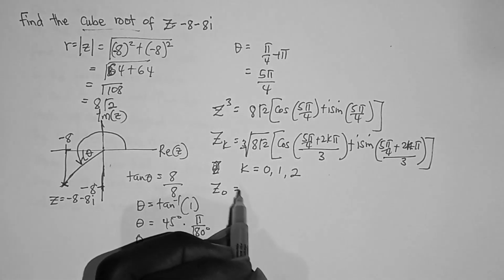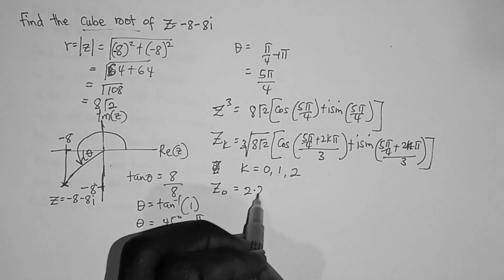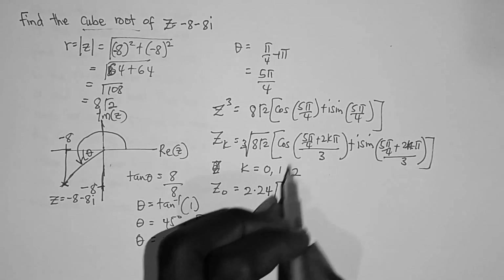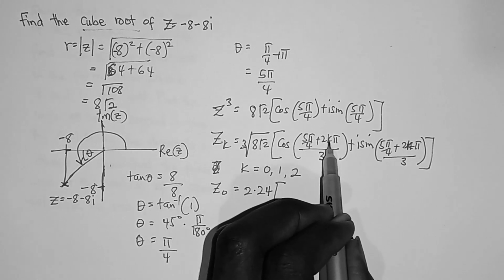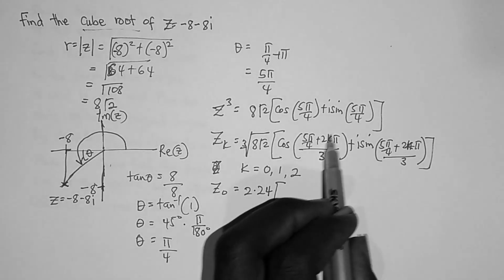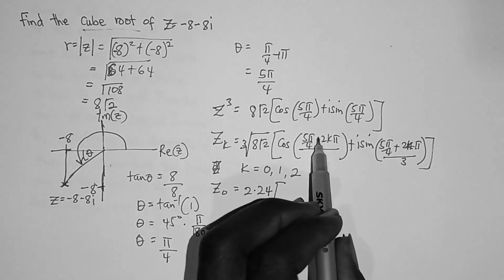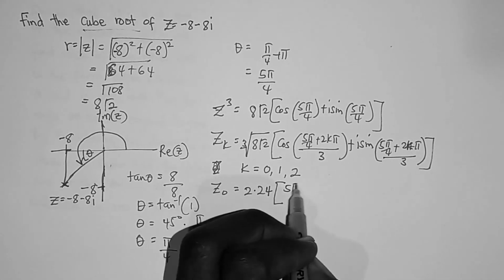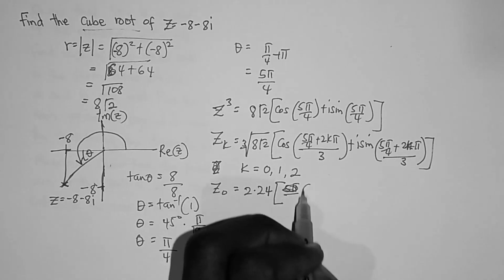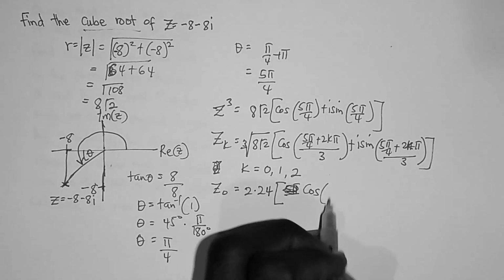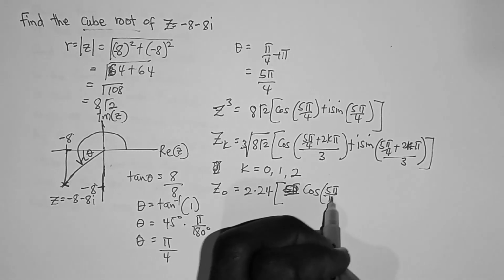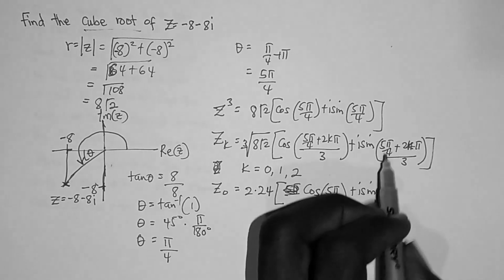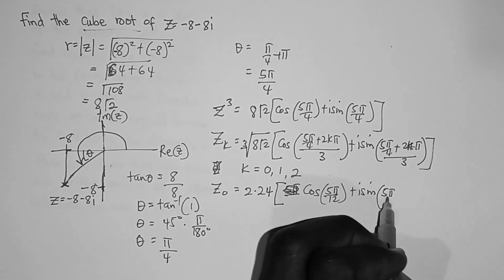Cube root of 8 root 2 is 2.24. And this is equal to, now, if you put 0 here, you will find out that this part will go to 0. So it will be 5 pi over 4 divided by 3, which will give us 5 pi over 12. Sorry, cos 5 pi over 12, then plus i sine, and here will also be 5 pi over 12.